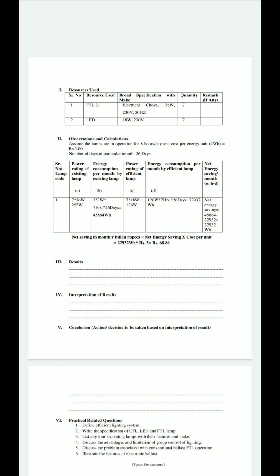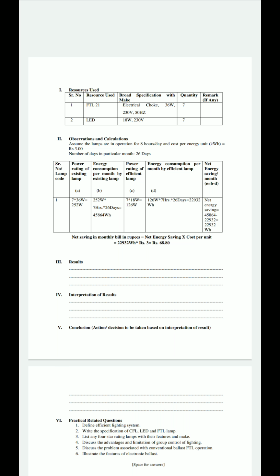we take an example of classroom number 11. In this classroom, a total of 7 fluorescent tubes are installed. The capacity or rating of this fluorescent tube is 36 watt, which means it consumes 36 watt of power.